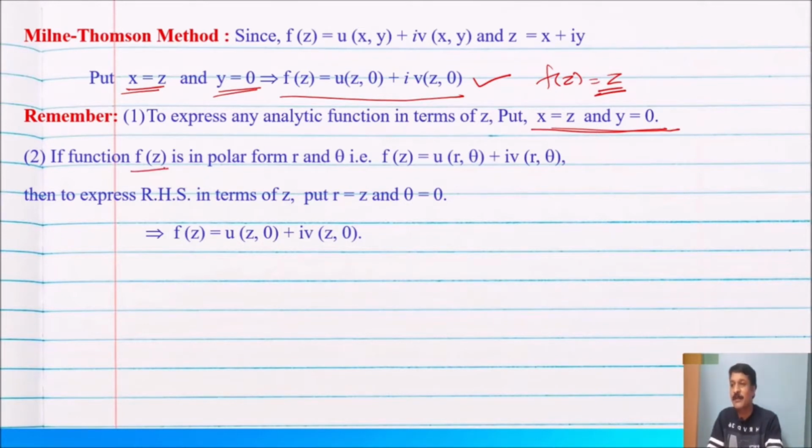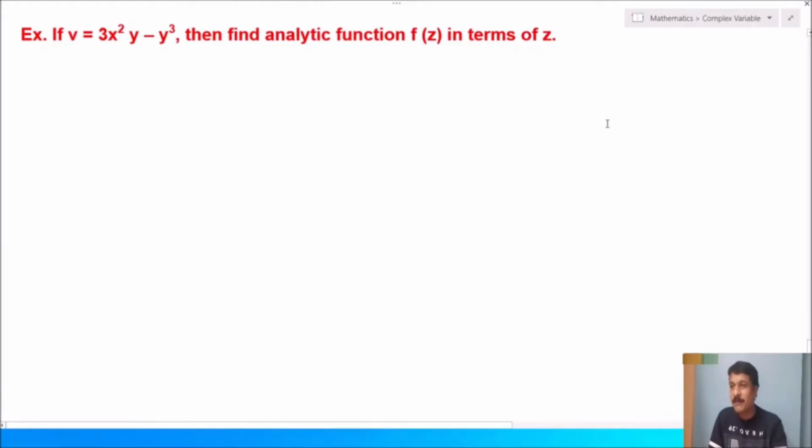If the function f of z is in polar form, meaning it is in terms of r and theta, then you can use Milne-Thomson's method by substituting r equal to z and theta equal to 0. You will get f of z in the form of z. Now consider one example. If v equals 3x squared y minus y cubed, then find the analytic function f of z in terms of z.